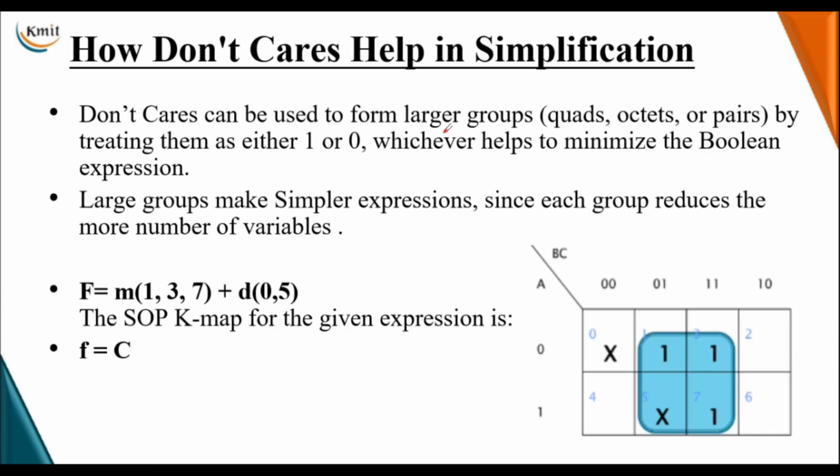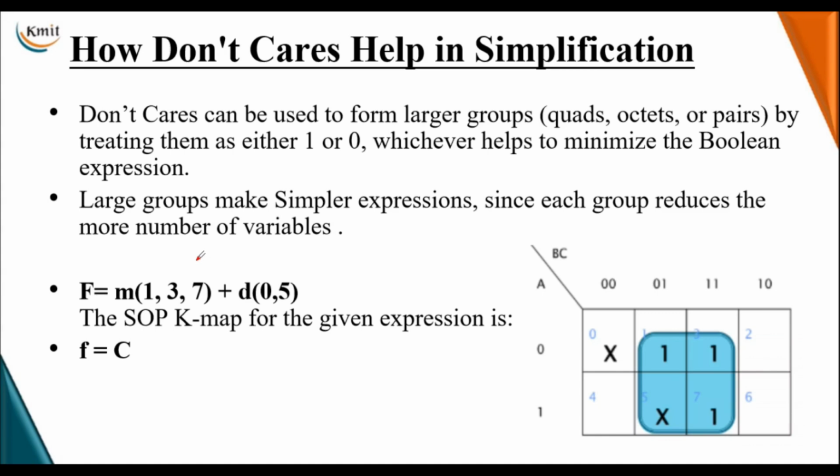Now don't cares can be used to form large groups, which can be quads, or octets, or pairs, by treating their values as either a 1 or a 0. So in standard SOP, the don't care value is assumed as a logical 1. In standard POS, the don't care value is assumed as a logical 0. But when you are representing that don't care on your K-map, it must be represented with an X value only. So we should not mark this as a 1. We have to mark on your map the functional value of don't care with an X or D letter.